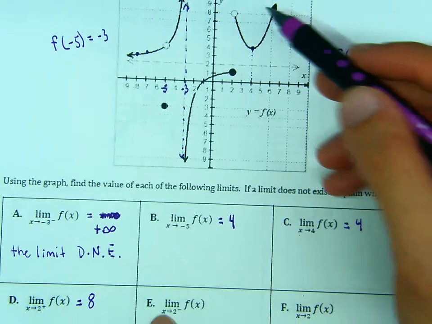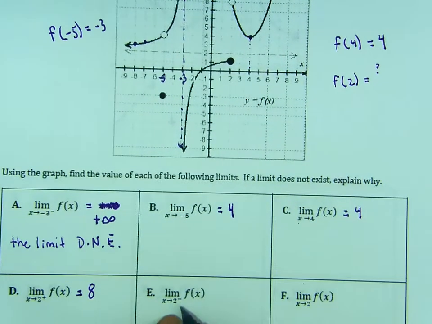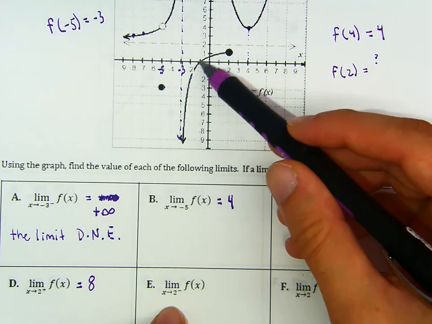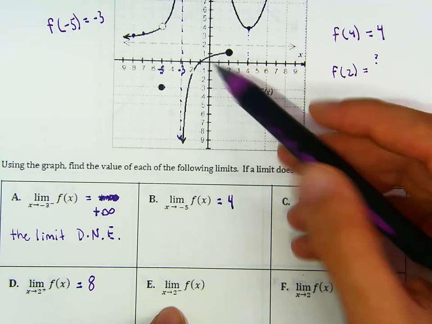Look at this question, letter E. What is it getting close to from the left? From the left, what y value is it getting close to? 1.